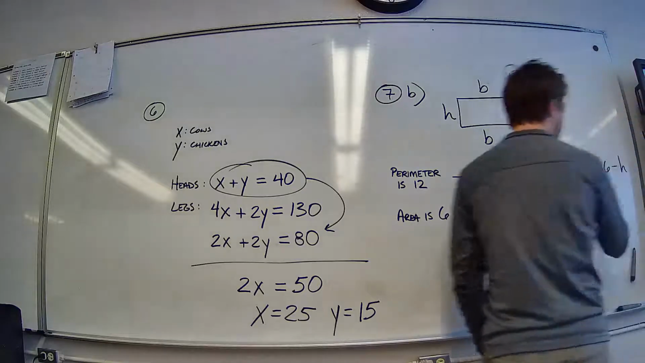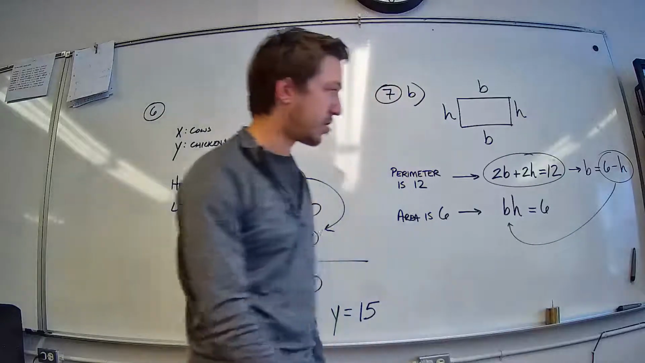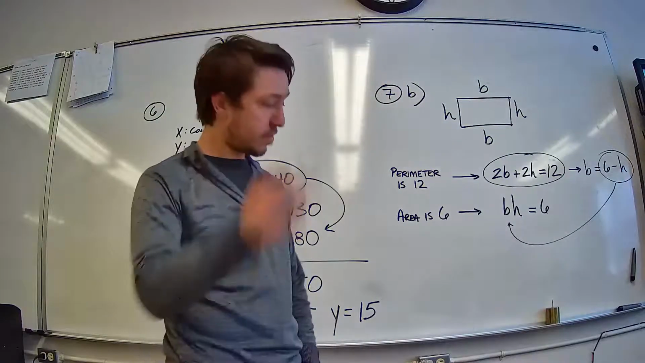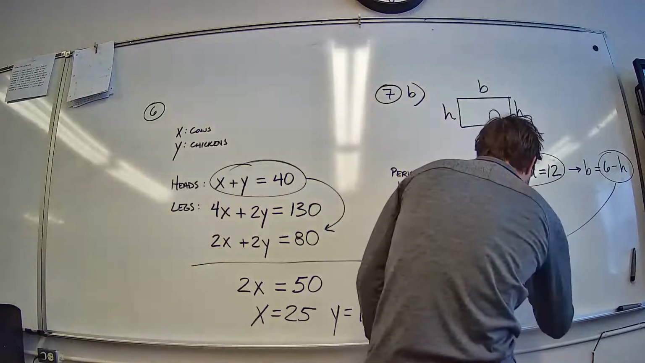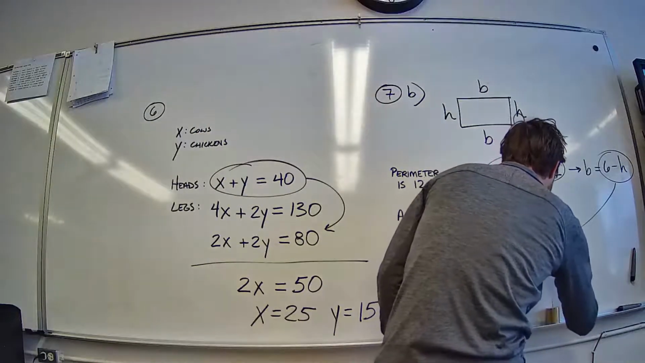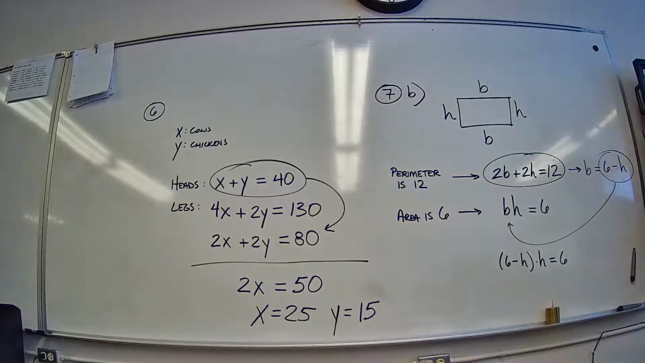Okay, so now every time I see a b, I can replace it with 6 minus h. That's pretty neato burrito, right? So now this reads (6 minus h) times h equals 6. Do we feel okay about that? If you substituted it back into the first one, you would just have addition. You'd end up with 12 equals 12 after you combine like terms. Okay, yeah, that makes sense.